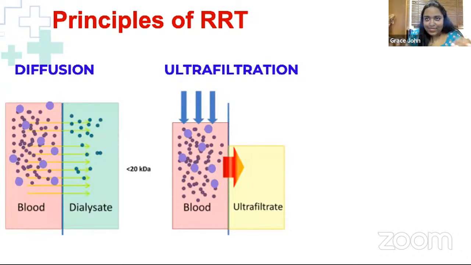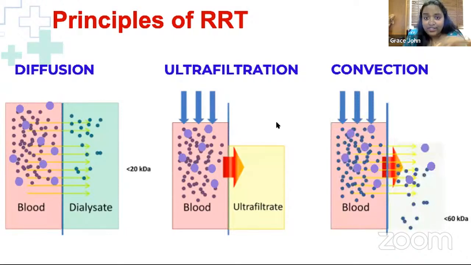Okay, now the third and the most important one is the principle called convection, which is a combination of diffusion and ultrafiltration. Here it's quite simple. You put the pressure, and the solutes also go from this area to this area, and the semi-permeable membrane can be a bit more porous. So you can see some of the bigger molecules also going to the other side. So the movement of the solute with the water flow due to solvent drag, basically a combination of diffusion and ultrafiltration, leads to convection.